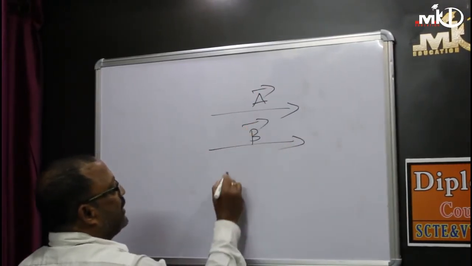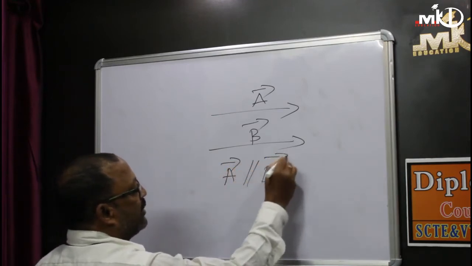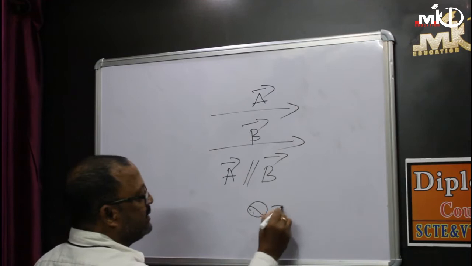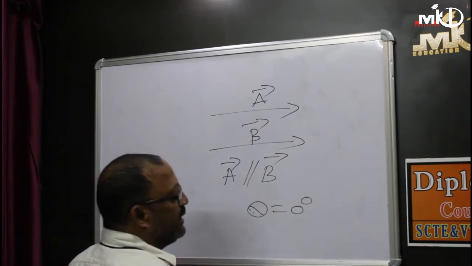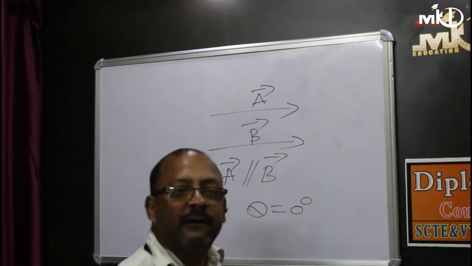A vector is said to be parallel with B vector if the angle between them is 0 degree. If the angle is 0 degree, then we will say that it is a parallel vector.